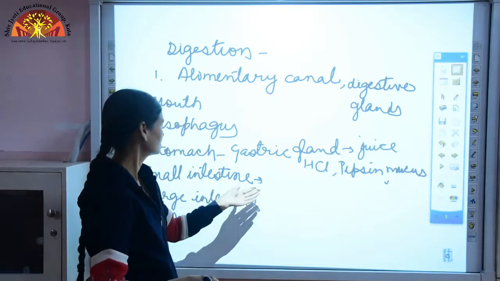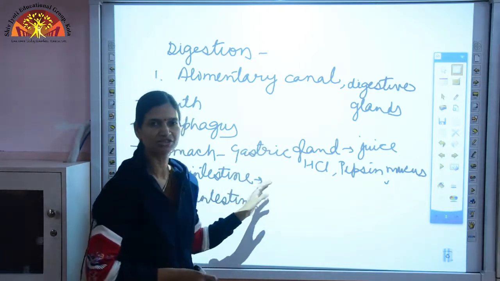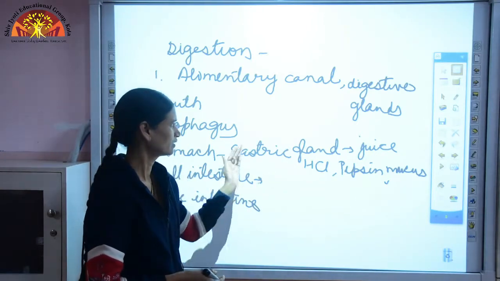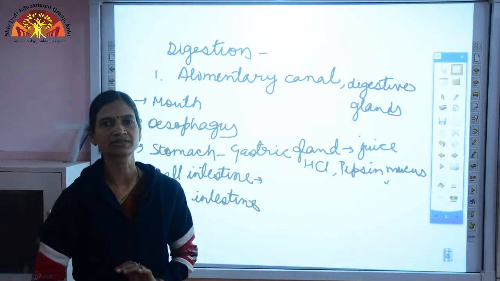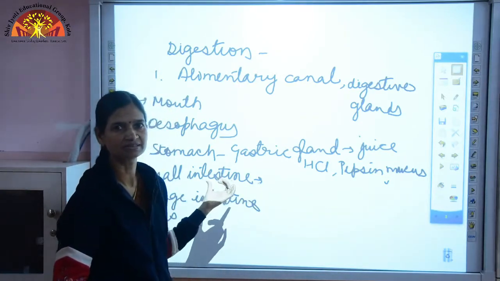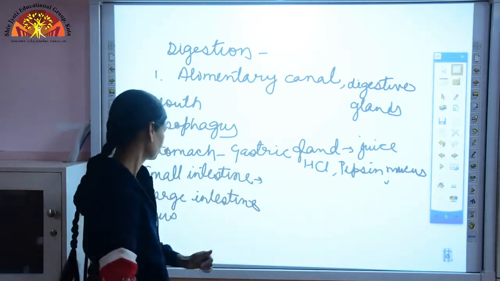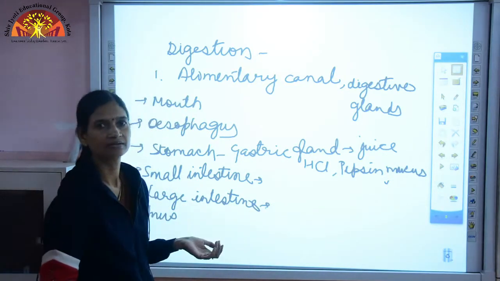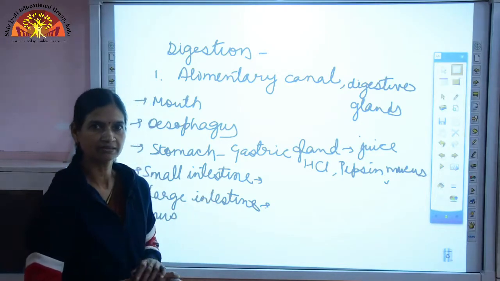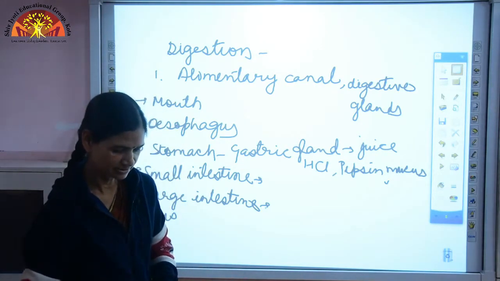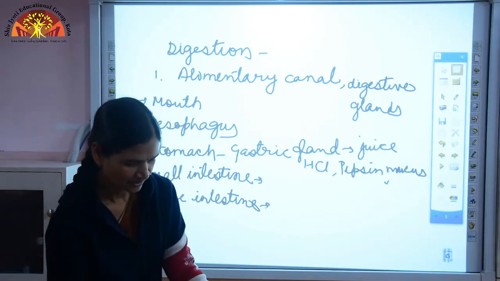Okay. Then the rest of the digestion takes place in the small intestine and all the complex food materials are converted into simpler food materials. Then absorption also takes place in the small intestine with the help of villi. And large intestine mainly absorbs water and the undigested food is removed through the anus. So, children, this was about the digestive system in human beings.